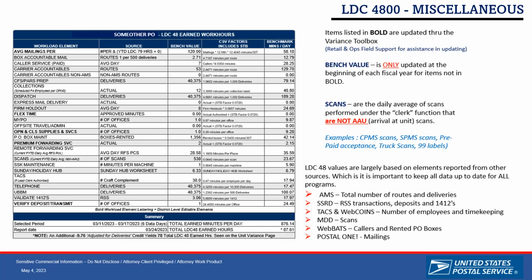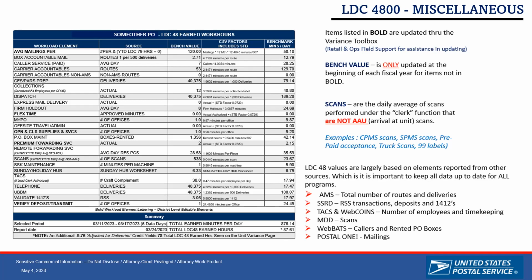But all of your CPMS scans, your SPMS scans, prepaid acceptance, the scans that you make on your trucks, all of your SACs and your 99 labels, these are all scans that, as long as they're set up as a clerk and performed, will count towards this scan count. Now, each scan earns you a total of 0.044 minutes per scan. So just doing 100 scans earns you 4 minutes of miscellaneous 4800 time. I don't know any office that only does 100 scans. Most offices are upwards of 500 to 1,000 scans per day.